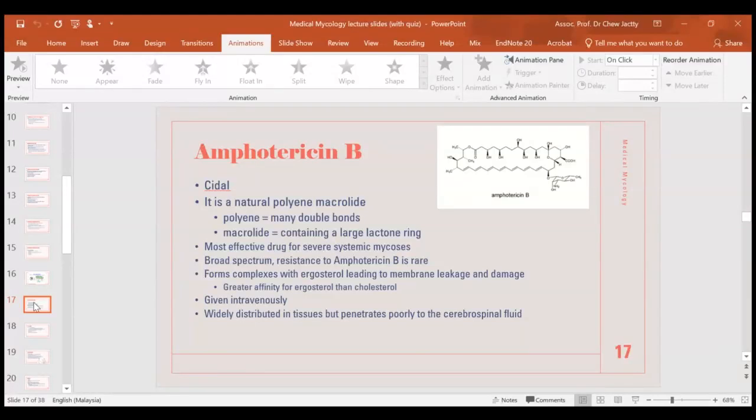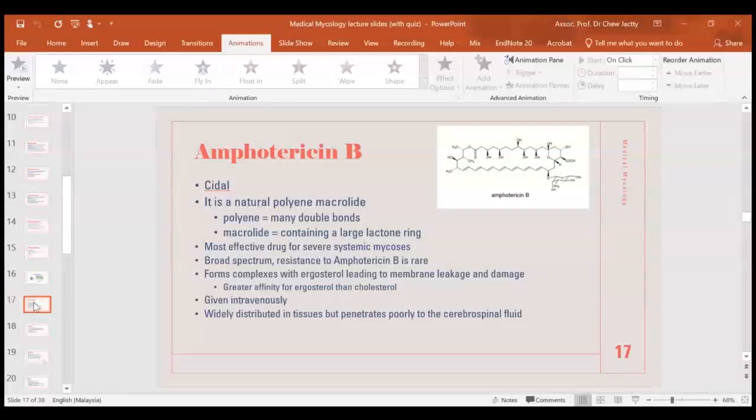So amphotericin B and nystatin, all the polyenes, have a cidal effect, meaning they can kill the fungal cell rather than inhibiting growth. As shown here, they're the most effective drugs for severe systemic mycosis, usually given intravenously. They are generally broad spectrum. Amphotericin B can kill many types of fungal species, and resistance to amphotericin B is quite rare, which is good news. But amphotericin B is quite toxic, and that's why it is only reserved for severe mycosis such as systemic mycosis.